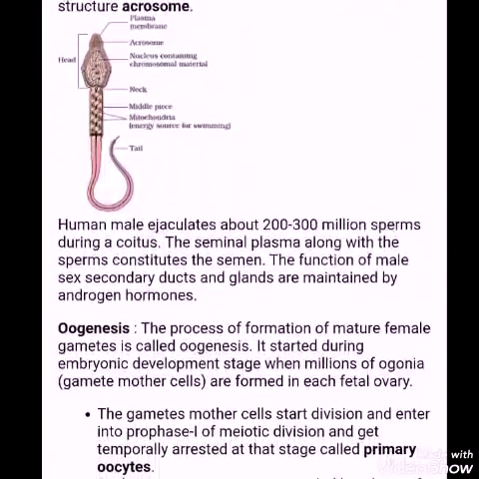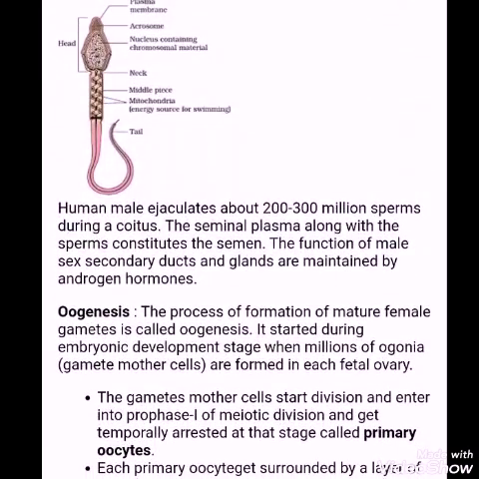Now, we are talking about the structure of one sperm. A sperm is a microscopic structure. It has 3 sections: head, neck or middle piece, and a tail. The head contains a nucleus containing 23 chromosomes. At the tip of the head there is a cap-like structure known as acrosome. Acrosome contains lytic enzymes, that means enzymes which have the power to dissolve something. They are acidic enzymes.